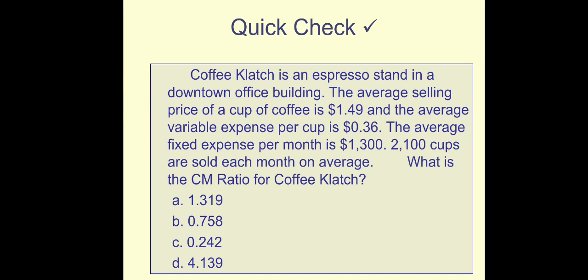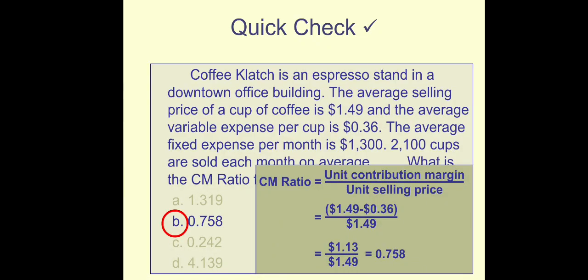This question asks what the CM ratio is. You know there are two ways you can use to calculate it, right? You can use total data or unit data. Here you have unit data, so it is easier to use unit data. CM ratio equals unit contribution margin divided by unit selling price, so $1.49 minus 36 cents, divided by $1.49. The answer is that for this Coffee Clutch business, the CM ratio is 75.8%.